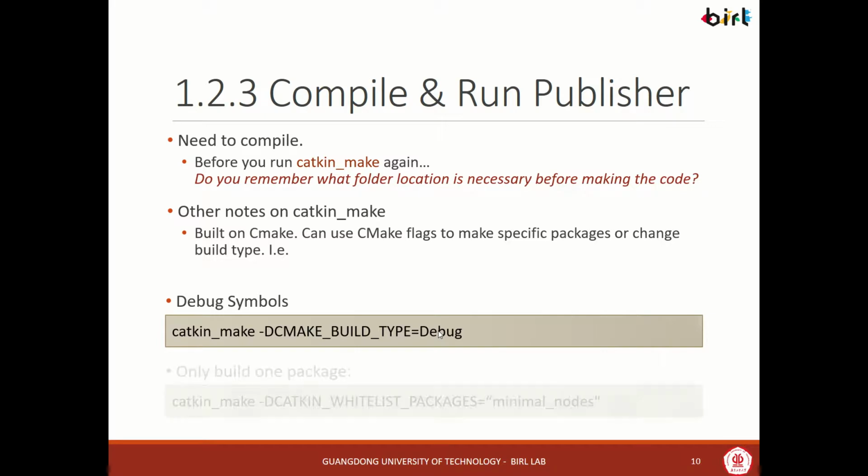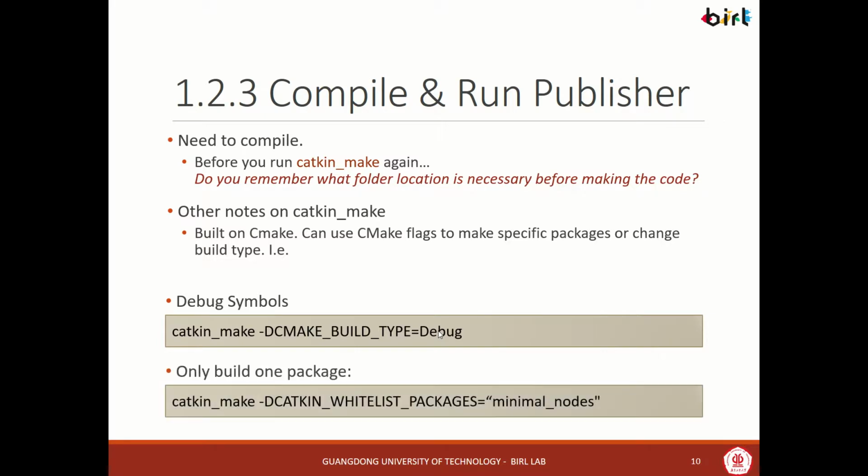Another useful flag for cmake, or that we can use for catkin actually, is making a single package. So let's say that you have 100 packages in your workspace, but you don't want to build all of them. That might be time consuming. Let's say you only want to build a package that you changed, in this case, minimal nodes. So if you want to do that, you can give another flag, -d, and then catkin whitelist packages equals minimal nodes.